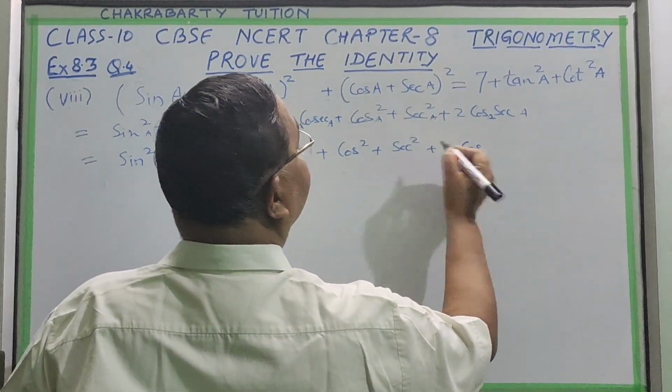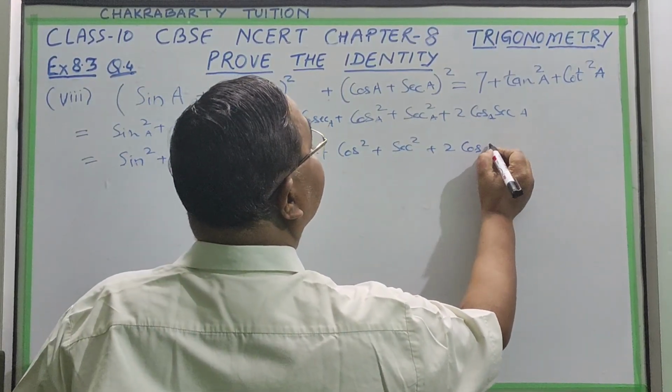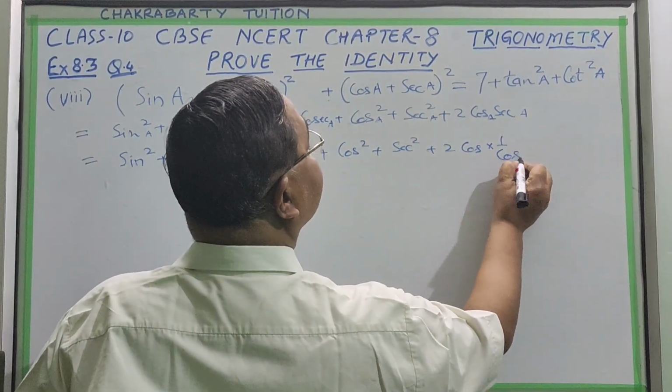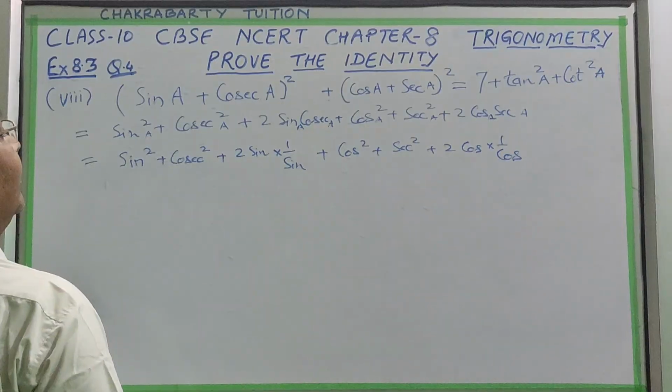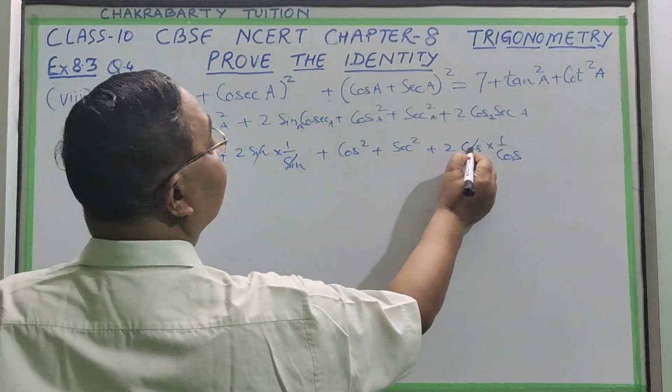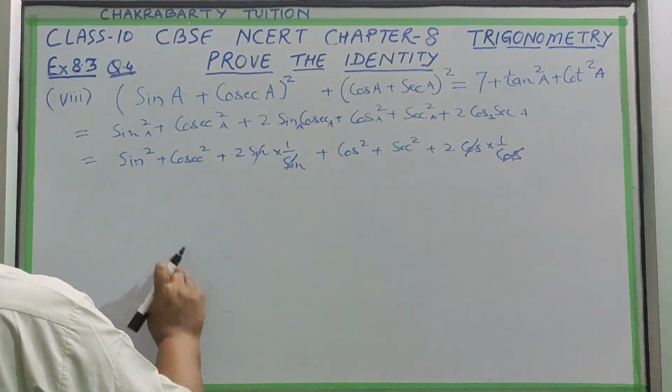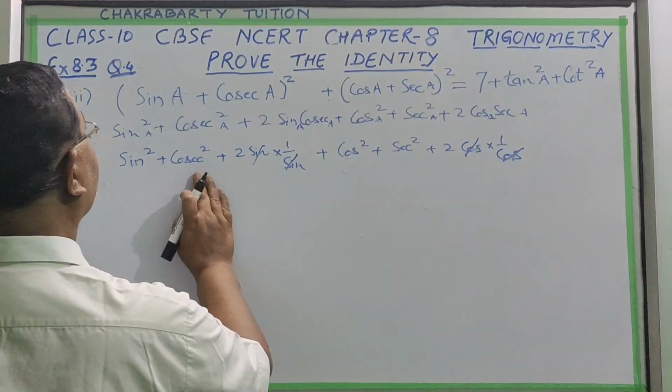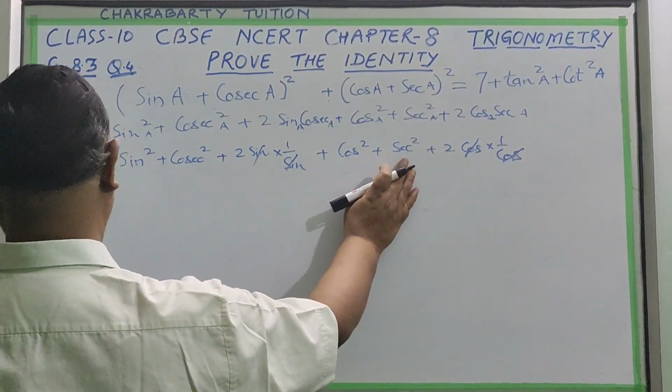Sec is opposite of cos, so into 1 upon cos. Okay, we can write it. Now this and this we can cut. This and this we can cut. Here sine square plus cosec square and cos square plus sec square is coming.